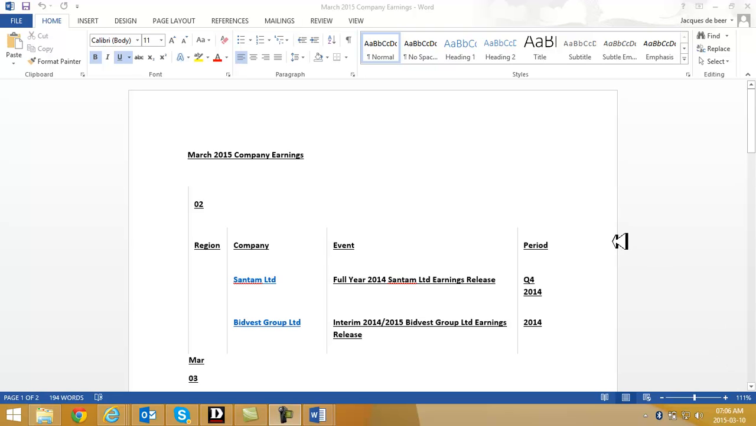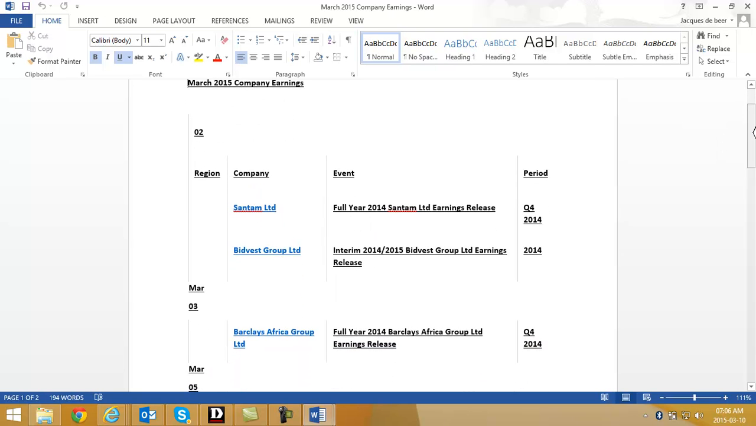Good day, investors. How to read your company earnings and dividend spreadsheet that will be sent to you on a weekly basis. Now, this spreadsheet is very important for CFD traders because it will actually announce to you, for example, March 2015 company earnings. On the 2nd of March, companies to release data or earnings will be, for example, Santam and Bidvest.